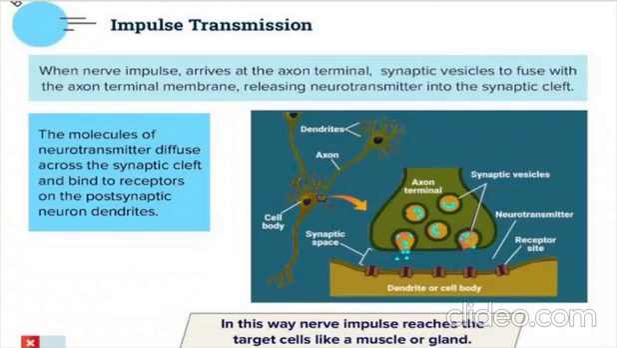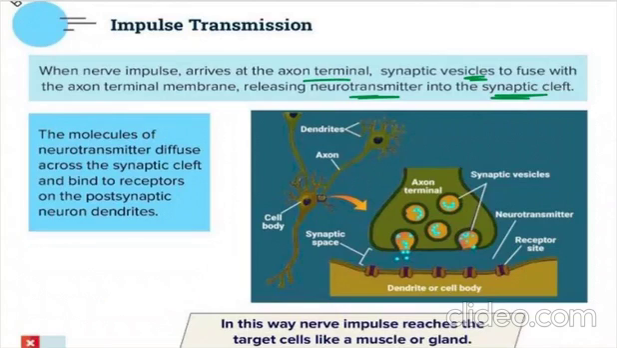Now when nerve impulses arrive at the axon terminal, they come to the synaptic vesicles and fuse with the axon terminal membrane. And they release neurotransmitter, meaning those chemicals, into the synaptic cleft.